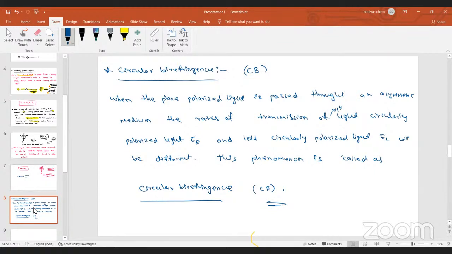So when plane polarized light is passed through an asymmetric medium, the rates of transmission of right circularly polarized light ER and left circularly polarized light EL will be different. This phenomenon is called circular birefringence, CB. Clear? This circular birefringence is responsible for optical activity.